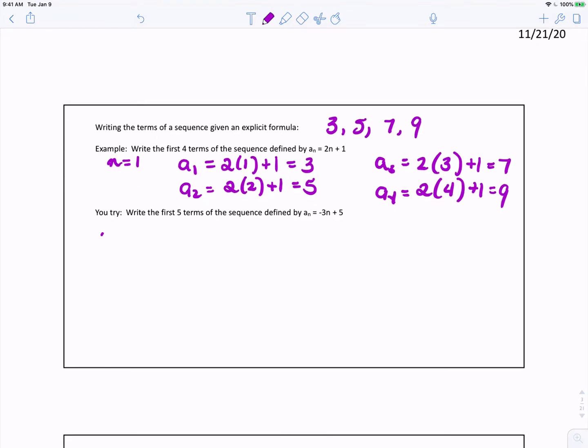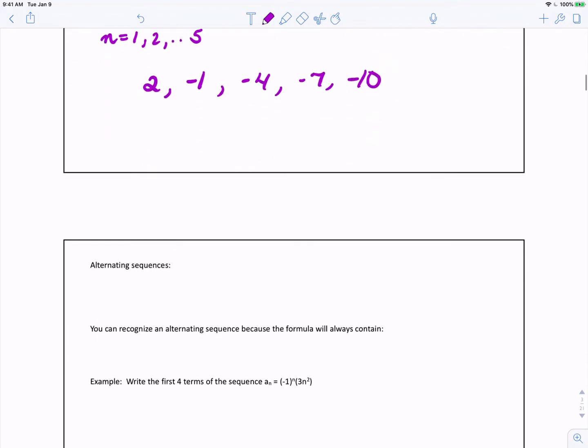All right, so we're going to plug in the numbers from 1 to 5 to generate the sequence. If we plug in the number 1, we get negative 3 plus 5, or in other words, 2. If we plug in the number 2, we get negative 6 plus 5. If we plug in the number 3, we get negative 9 plus 5. Plugging in the number 4, we get negative 12 plus 5. And finally, plugging in the number 5, we get negative 15 plus 5. And so this should have been your answer for that one.